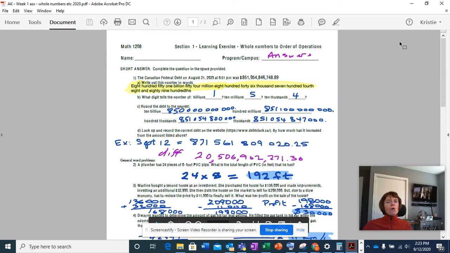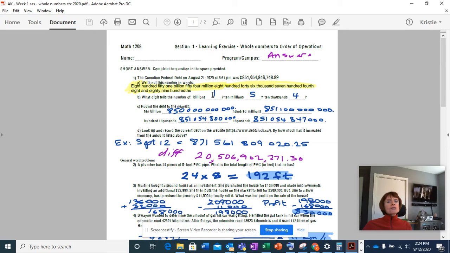This is a really quick overview of the assignment for section number 1. I think the first question is pretty self-explanatory. Big number, debt's large, 851,054,846,000. There's a typo here, 748 and 89 hundredths. Right here should say 48, 40.